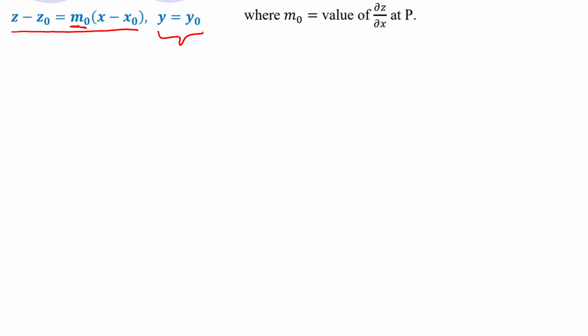What if, ma'am, x is the constant? So, x is equal to a constant x sub o. Meaning, your equation will be z minus z sub o is equal to m sub o times y minus y sub o. You replace x with y. And then your slope will now be the partial derivative of z with respect to y, since x is constant. You'll get it later.